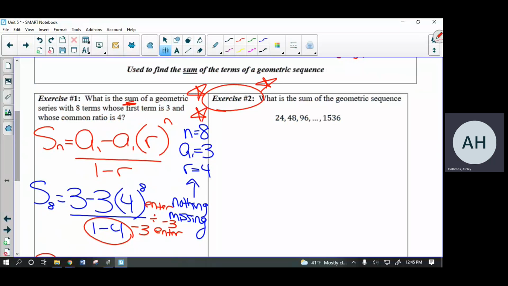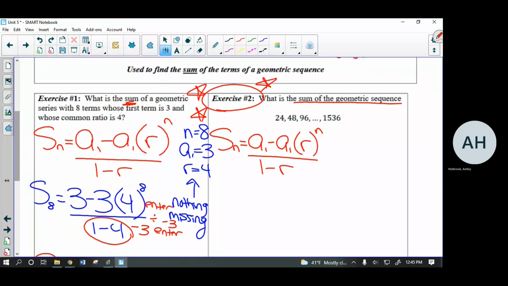Exercise 2. Big important. Super fun. My favorite example is the notes. It says in the directions, what is the sum of the geometric sequence? When you see sum and it's saying geometric, you have to use your geometric series formula. So I'm going to start by writing it. Sn equals A1 minus A1 R to the n over 1 minus R.